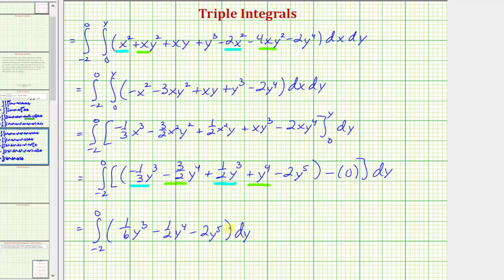And now we integrate with respect to y. So here we're going to have 1/6 times y to the fourth divided by 4, which is 1/24 y to the fourth. Here we'll have negative 1/2 times y to the fifth divided by 5, or minus 1/10 y to the fifth. And finally here we'll have negative 2 times y to the sixth divided by 6, which is negative 2/6, or negative 1/3, or minus 1/3 y to the sixth.